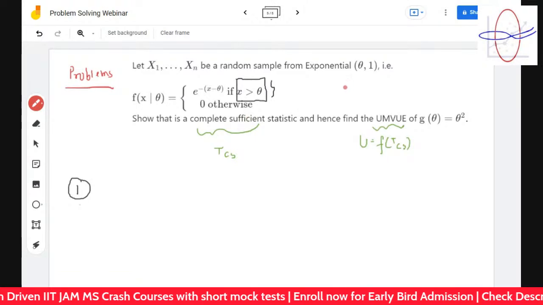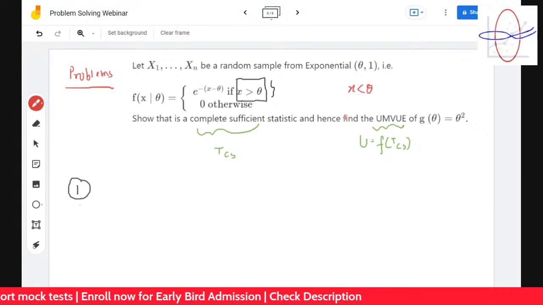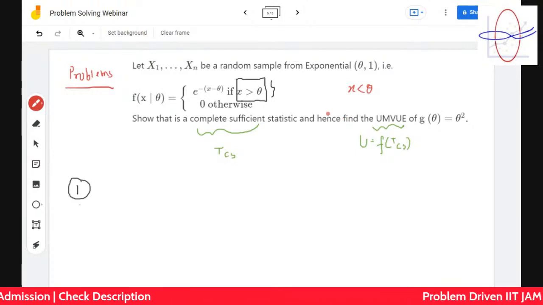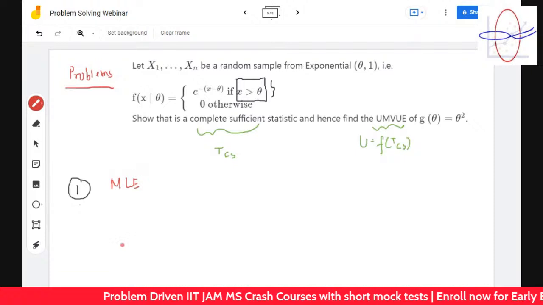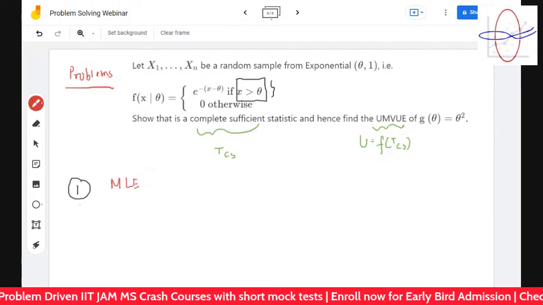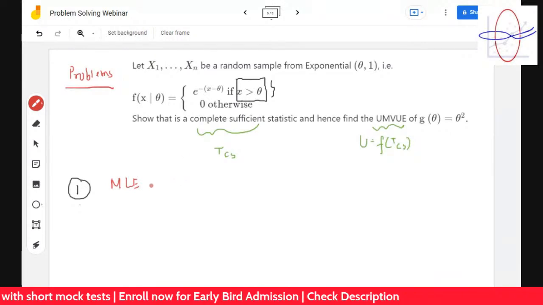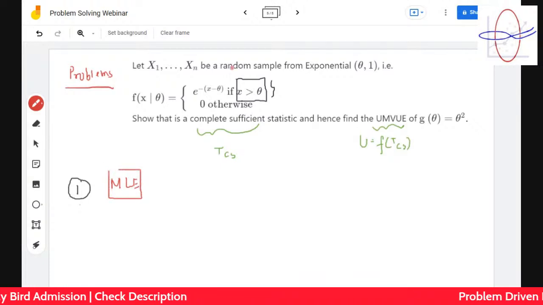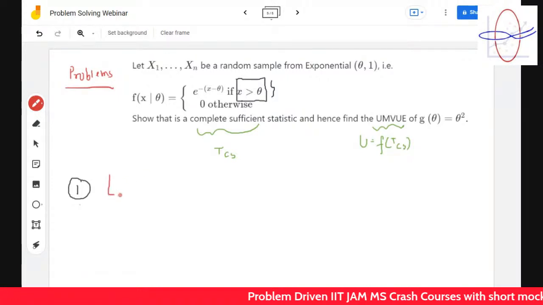So what do you do in the case of uniform, where x is less than theta? Understand this. Let's try to find the MLE. The MLE is usually a function of the sufficient statistic, and it is sometimes easy to understand. Can you find the MLE, guys? To find the MLE, we need the likelihood, so let's find the likelihood.